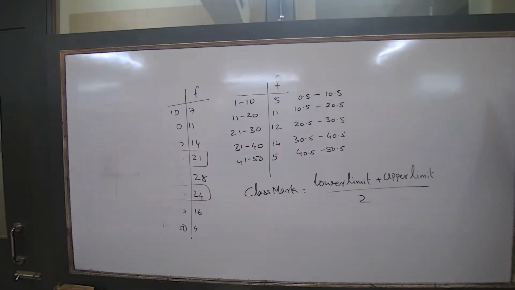Secondary. Okay, now next. Raw data is the original form in which it is written. Range is the difference between the highest and the lowest.